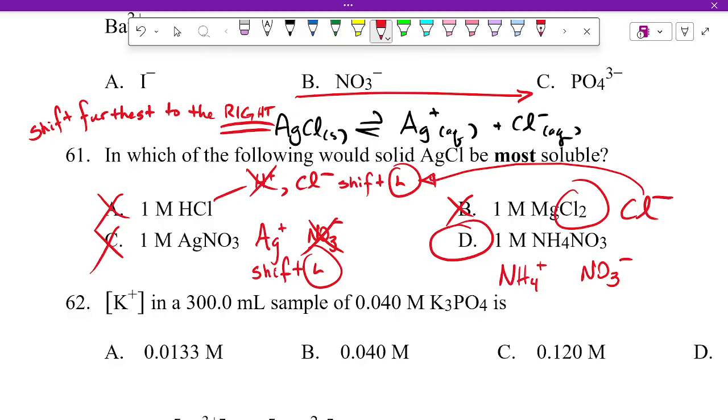Next one is 65. Yes, sorry. Adding solid does nothing. Adding water does nothing to the solubility. You'll dissolve more, but you'll also have a bigger volume. So the concentration will remain the same.